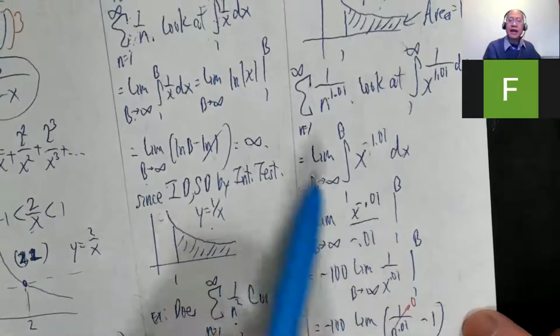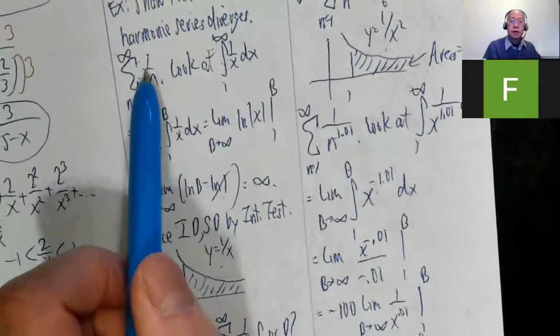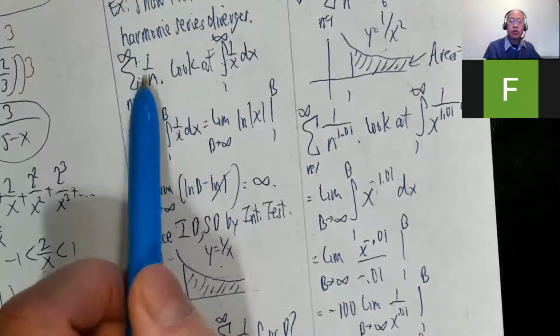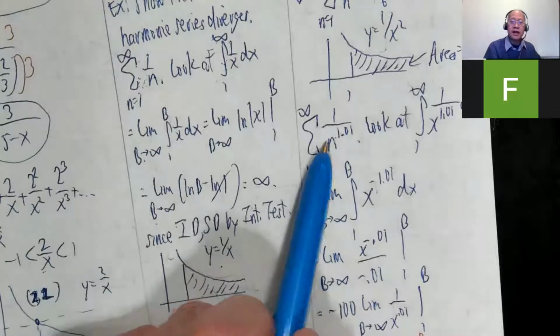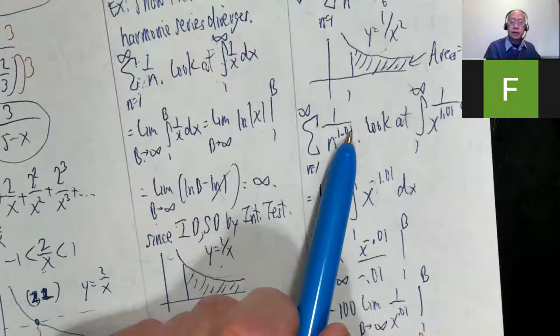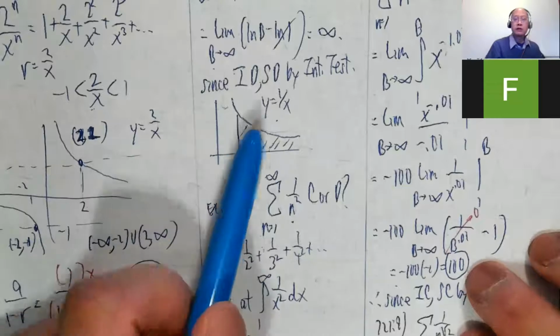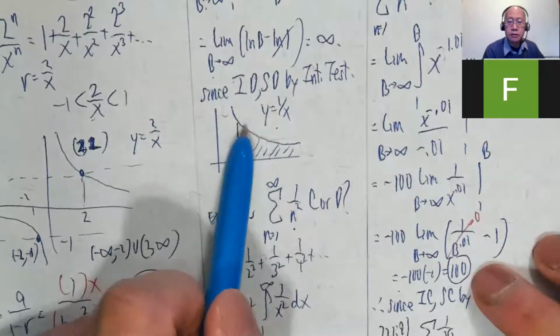So it's almost like the cutting edge of infinity, the limit of getting an infinite amount of area is 1 over n. As soon as I make it 1 over n to the 1.01, the series will converge. That's really weird, in my opinion. You literally have the cutting edge of infinity.